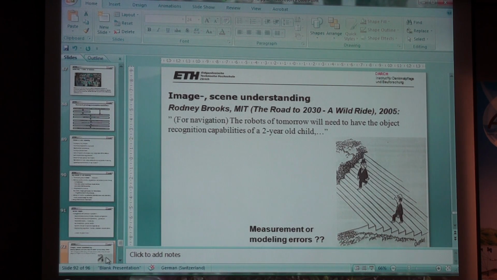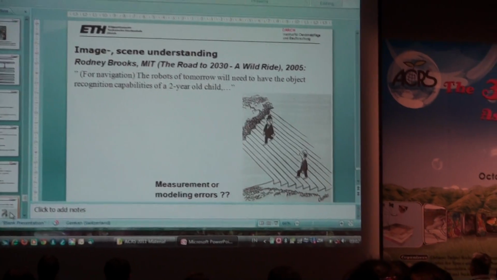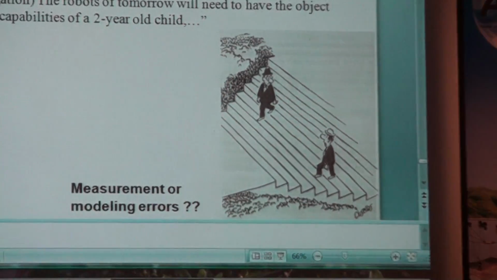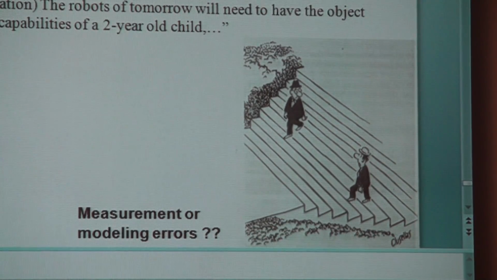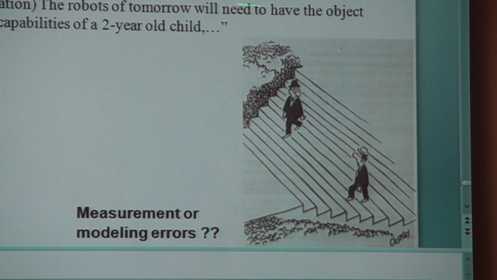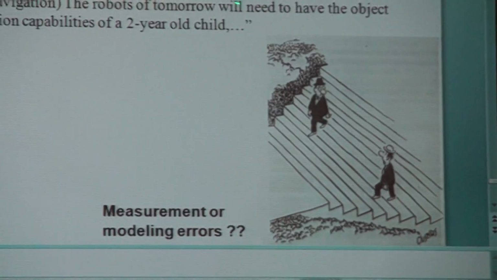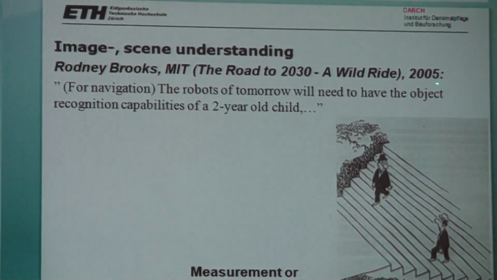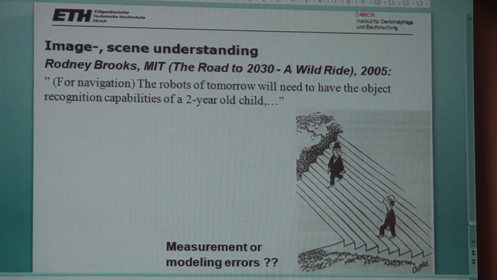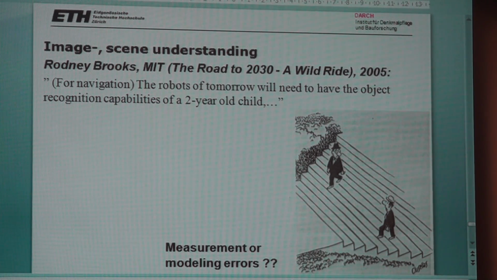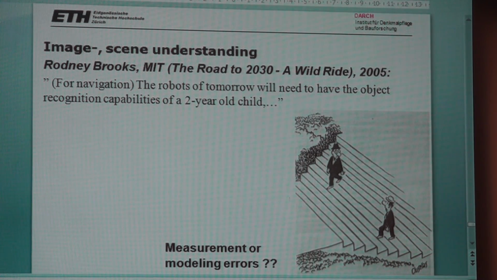First of all, when it comes to automation, where do we stand? Full automation. Here I always like to quote Rodney Brooks, who is called the Pope of Robotics, from MIT. He's a very famous man in robotics, and he published an article in one of our books in our school, The Road to 2030, A Wild Ride. I quote from him, and he's addressing navigation, but we can apply it to the generation of city models as well: The robots of tomorrow will need to have the object recognition capabilities of a 2-year-old child.